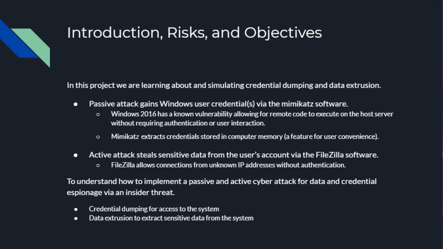We're going to be using a Windows 2016 ISO because it has a known vulnerability that allows remote code to execute on a host server without requiring authentication or user interaction. The Mimikatz software is used to extract credentials stored in computer memory. The active attack is going to steal sensitive data from the user's private account using the FileZilla software. FileZilla allows for FTP connection, and it even lets you have unknown IP addresses connect without authenticating with a password.